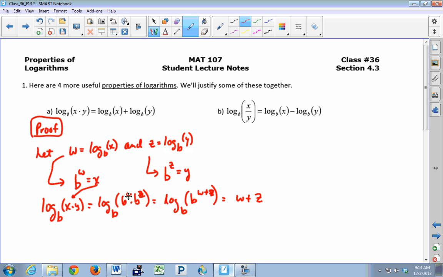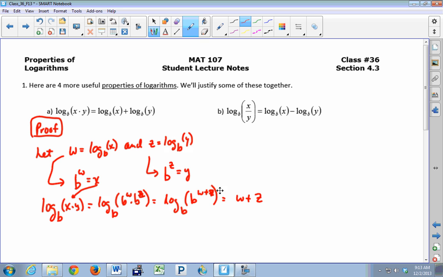Log base b of b to the w times b to the z is log base b of b to the w plus z. Now we know from our log properties from Wednesday that when your bases are the same, this is actually the composition function of your exponential and logs.